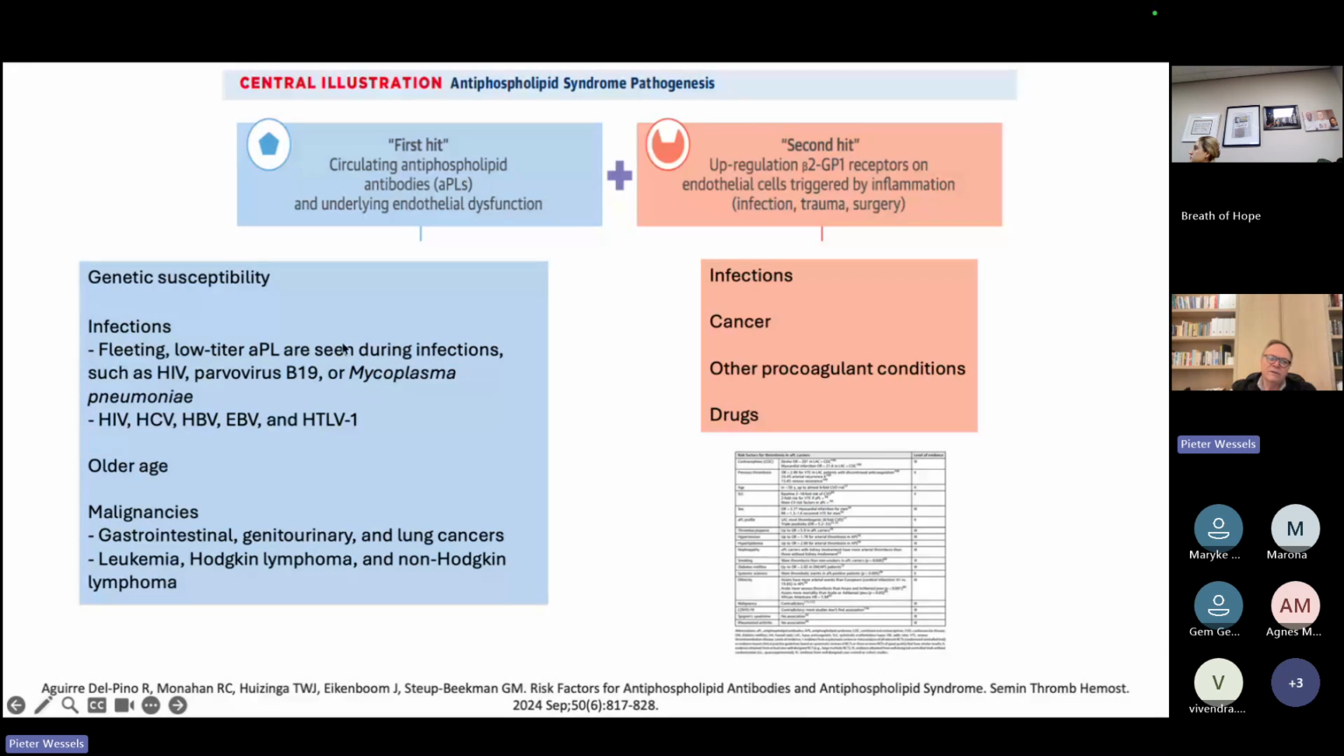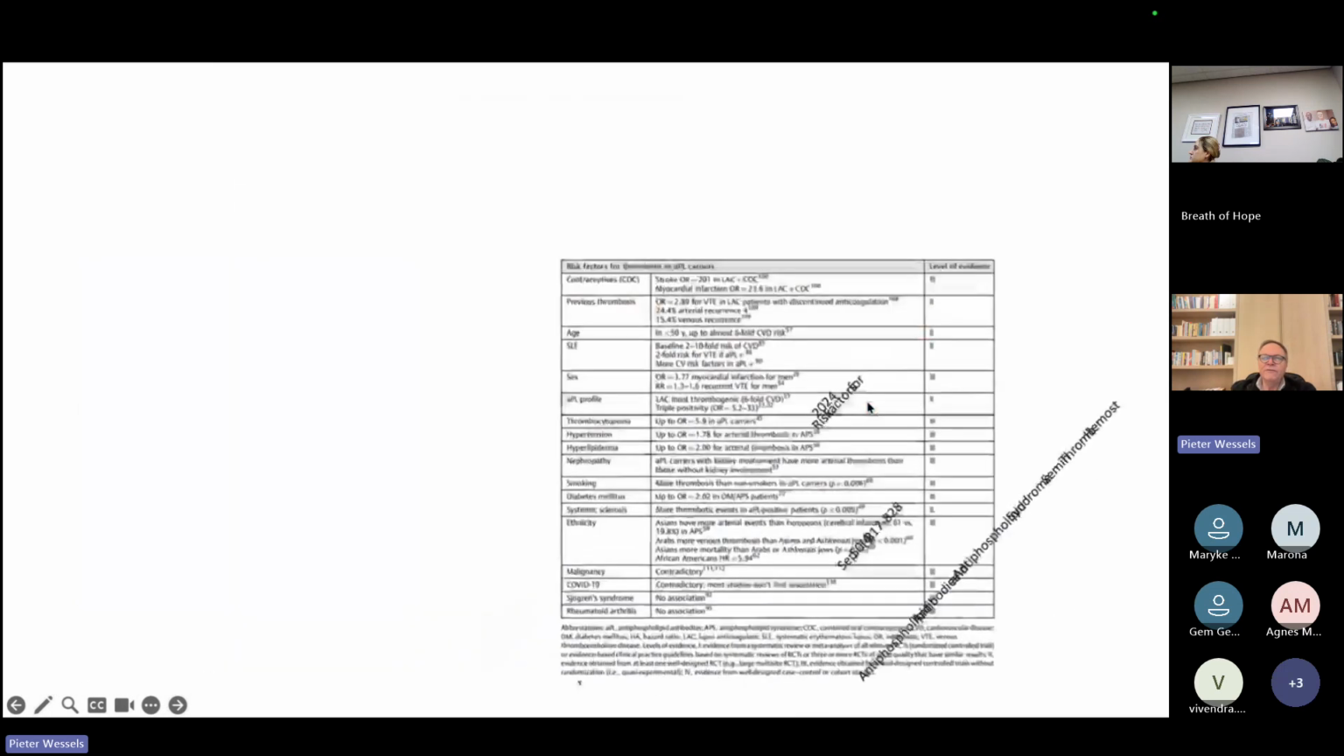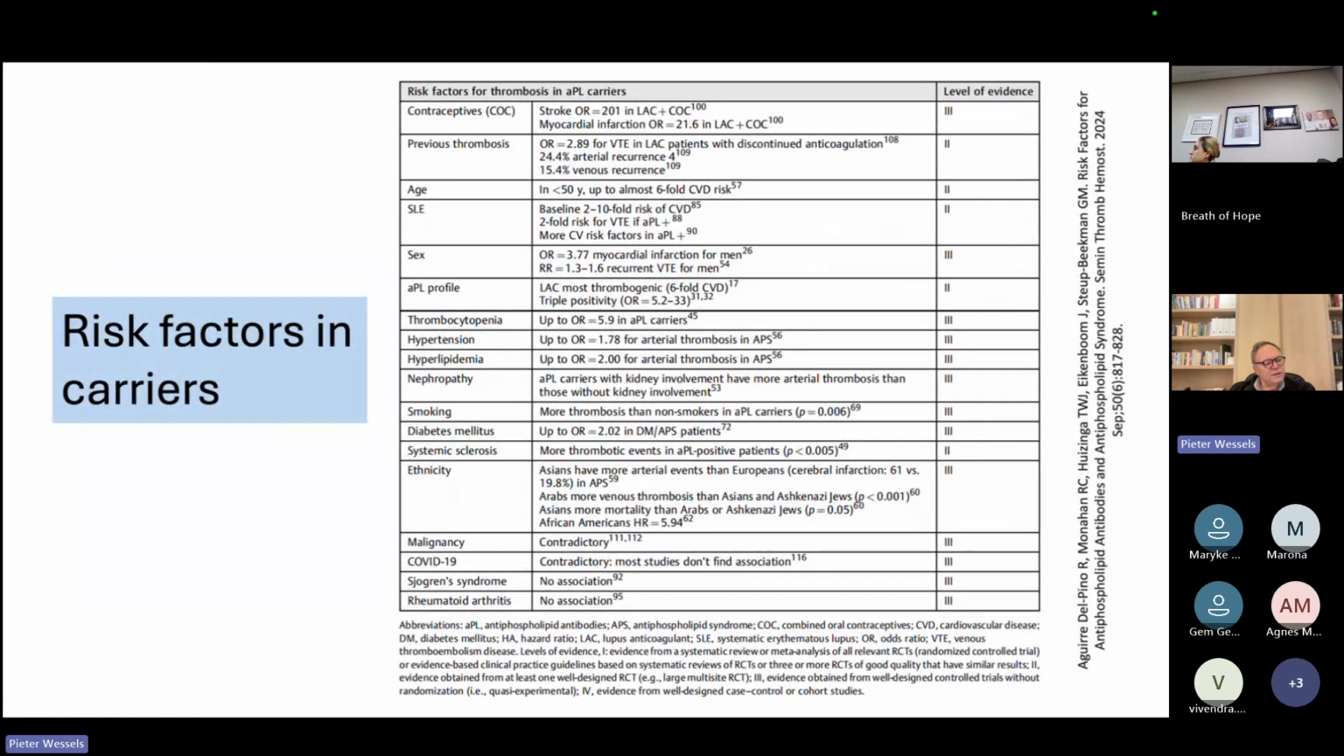And here you can see what causes the first hit. I told you about the HLA types. Some infections can cause it, older age, as I said, the risk for everything increases. Malignancies can cause it, and then you get your second hit: infections, cancer, procoagulant drugs, etc. If somebody is a carrier, you have a patient who has antiphospholipid antibodies, but they've never had any obstetric problem, they've never had any thrombosis, and you give them a contraceptive, look at the risk: stroke risk, myocardial infarct risk, very high.